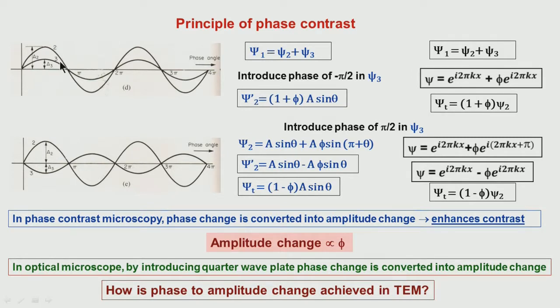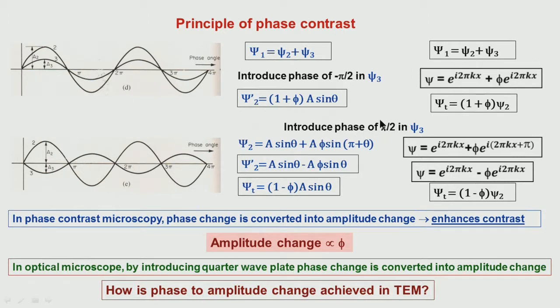That means that whatever phase has been introduced due to the interaction of the beam with the sample has been transformed into an amplitude variation. And amplitude variation is what we normally see in the image as a contrast variation, when the amplitude varies from region to region. That is essentially the principle of phase contrast.